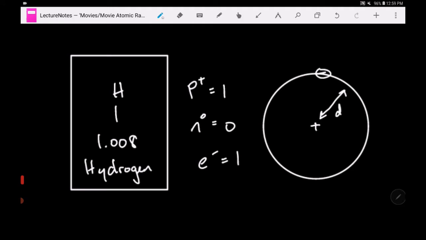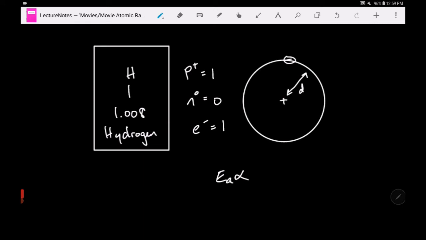For a hydrogen atom, the force of attraction is proportional to the charge of the first thing, the nucleus, times the charge of the second thing, the electron, divided by the square of the distance between them.